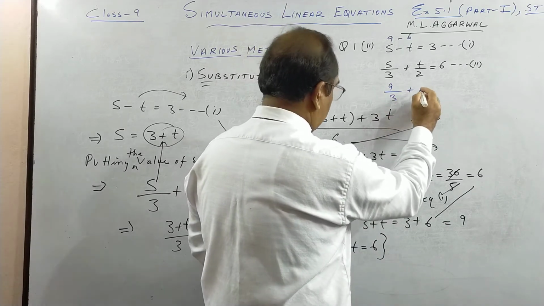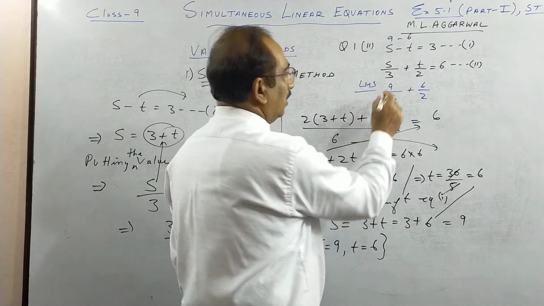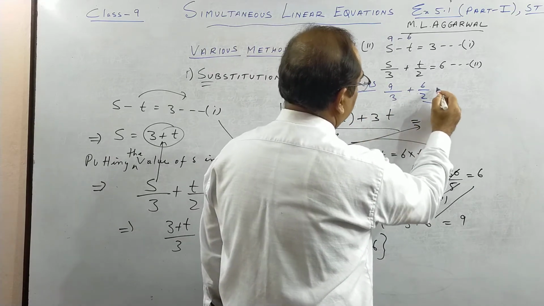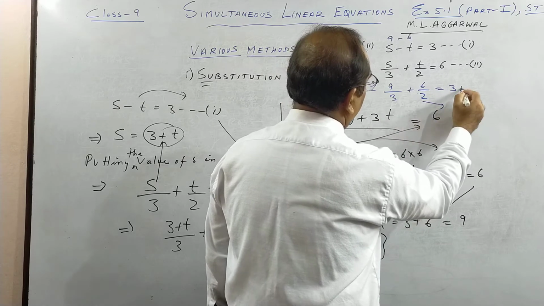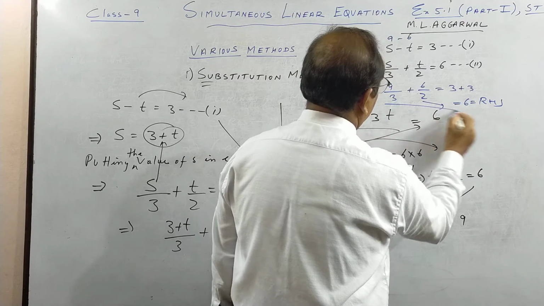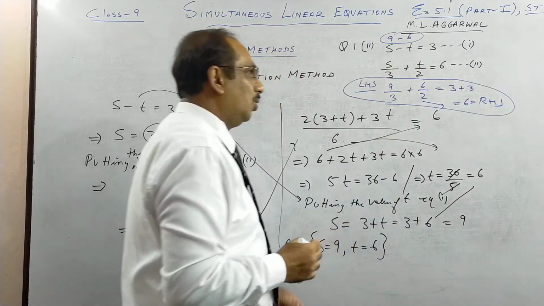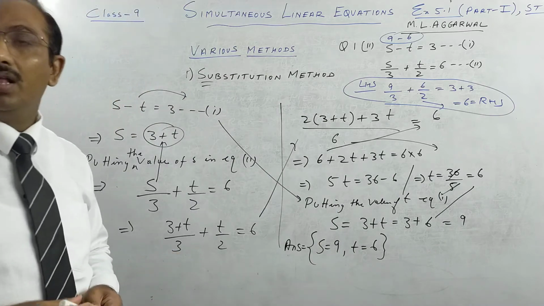3 plus T as 6 by 2. See what we get on the left hand side: 9 by 3 is 3, 6 by 2 is 3. So finally you get 6, which is the RHS. So this blue pen, you see, you don't need to write. This is how we verify our answer.